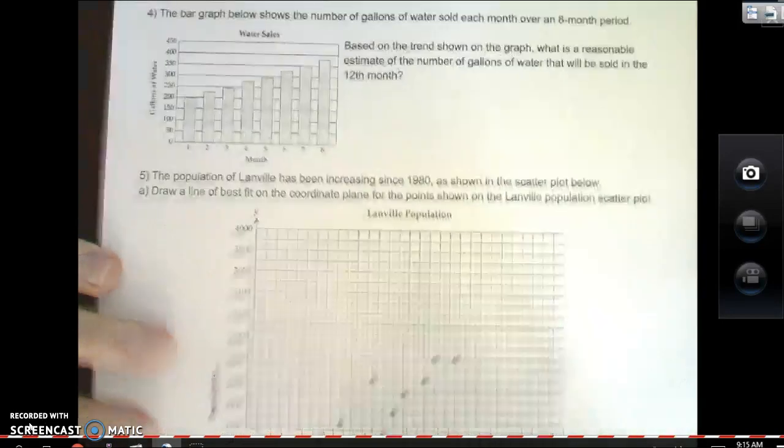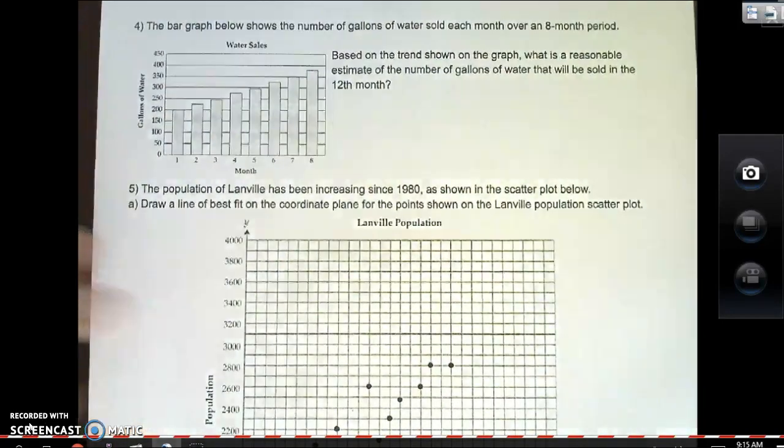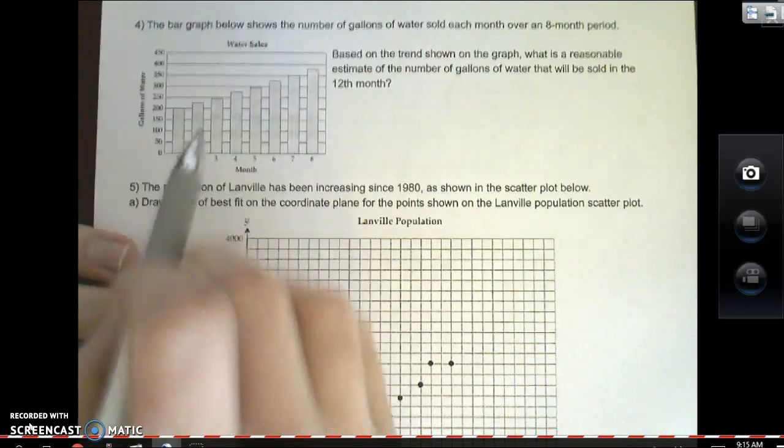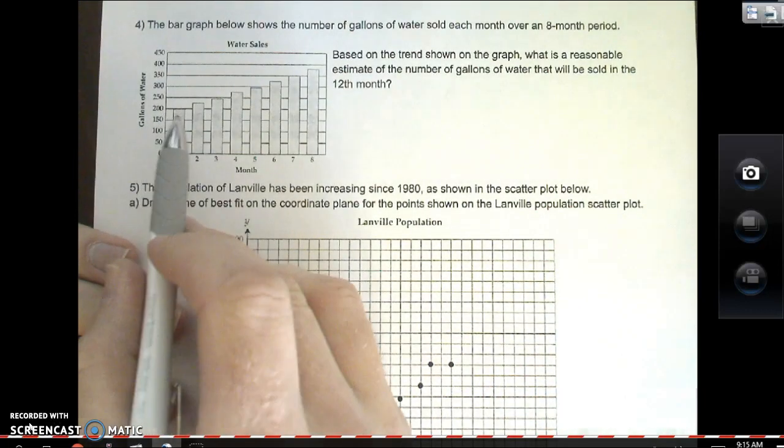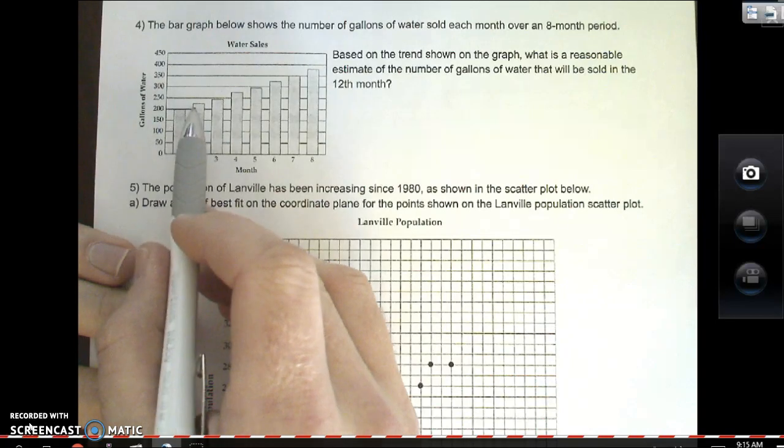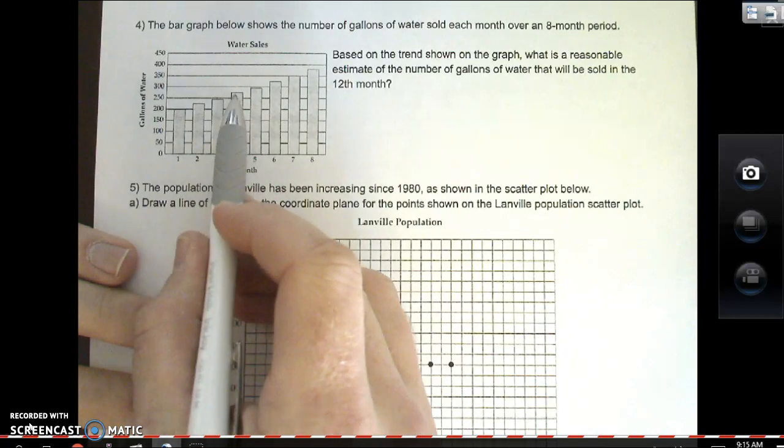Okay, wonderful. On the back, we're almost finished here. Number 4, the graph below shows the number of gallons of water sold each month over an 8-month period. Based on the trend shown on the graph, what is a reasonable estimate of the number of gallons of water that will be sold in the 12th month? Okay, so we're looking for trends. Every month, my gallons of water is going up by 25.